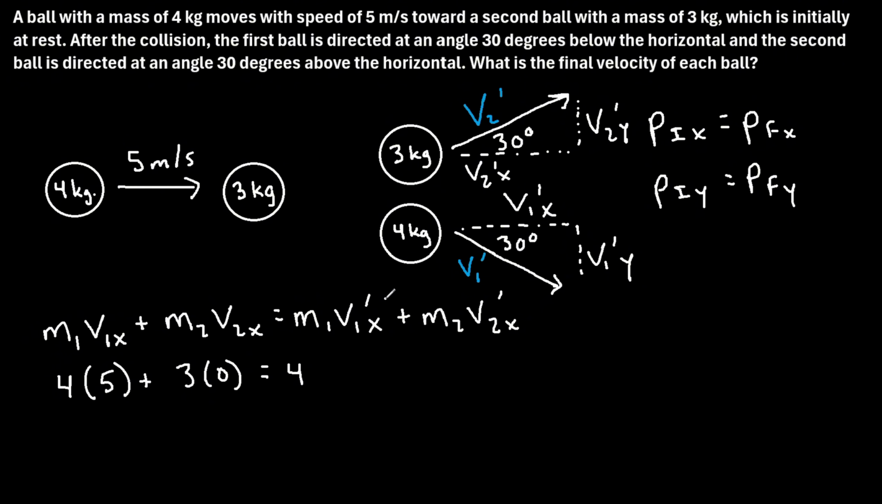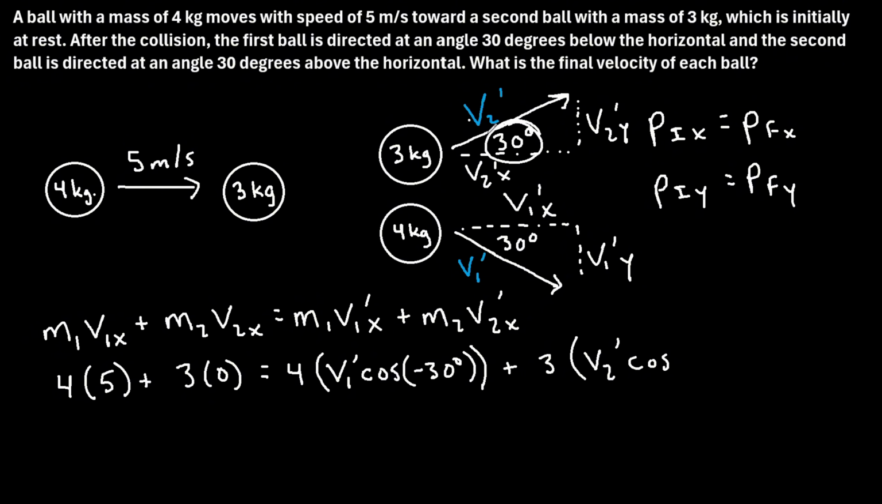So coming back to our equation, to calculate the final velocity of the first ball in the x direction, we just take the final velocity of the first ball and multiply it by the cosine of the angle. So it's equal to the final velocity of the first ball times the cosine of, and remember this angle is below the horizontal, so we'll call this negative 30 degrees. So that's the final velocity of the first ball in the x direction. And then we have plus the mass of the second ball, that's 3 kilograms, times its final velocity in the x direction. So that's going to be the final velocity times the cosine, and notice this angle is above the horizontal, so that's going to be a positive 30 degrees.